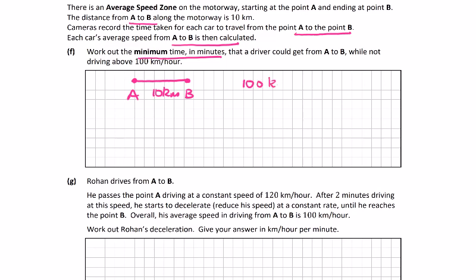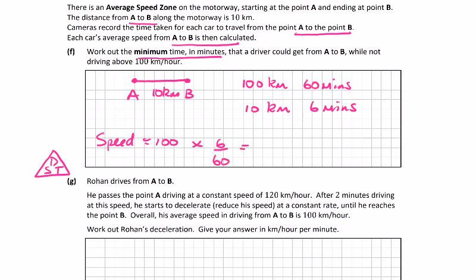If they do 100 kilometers in 60 minutes, 100 kilometers an hour, they would do 10 kilometers in 6 minutes at that same speed. So going at a constant speed, if the speed was equal to 100, and speed by time is distance, so 100 by time would be 6 over 60. That would give the distance of 10. So these all look correct. So the minimum time would be 6 minutes. Couldn't go any quicker than that, or they would be over the average.